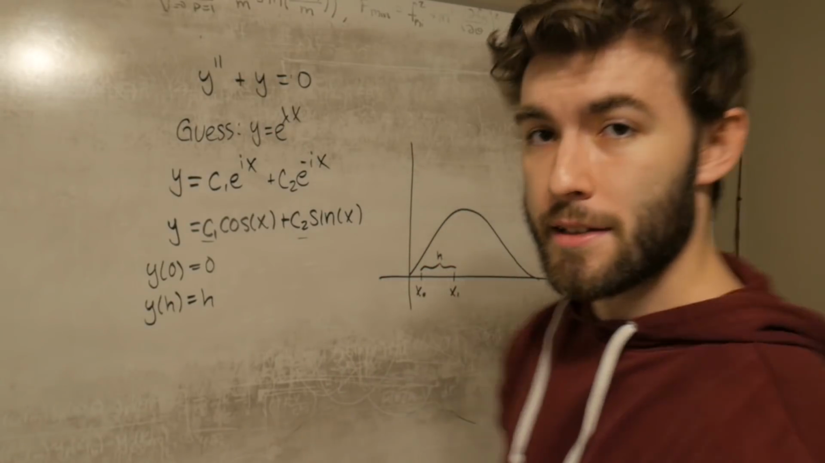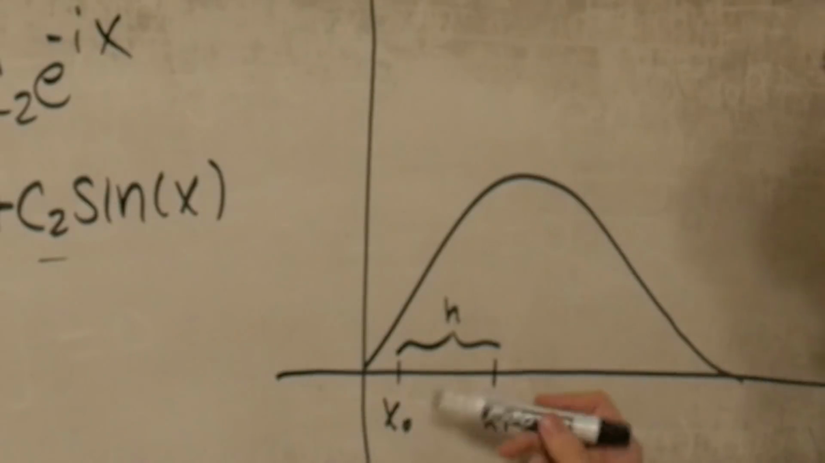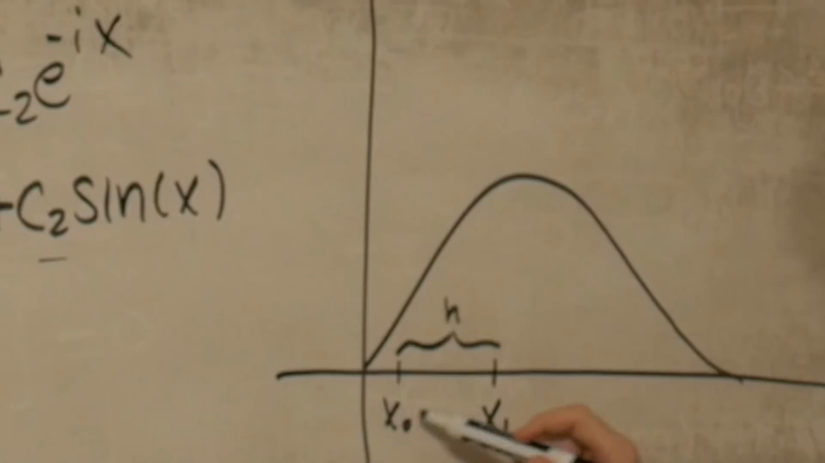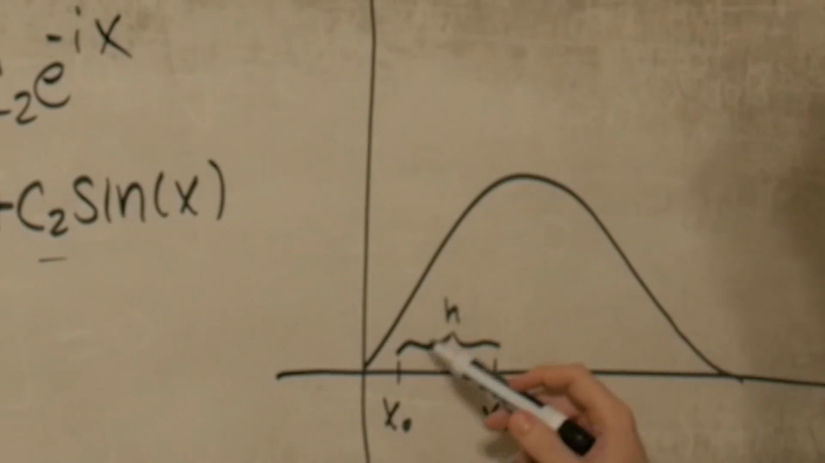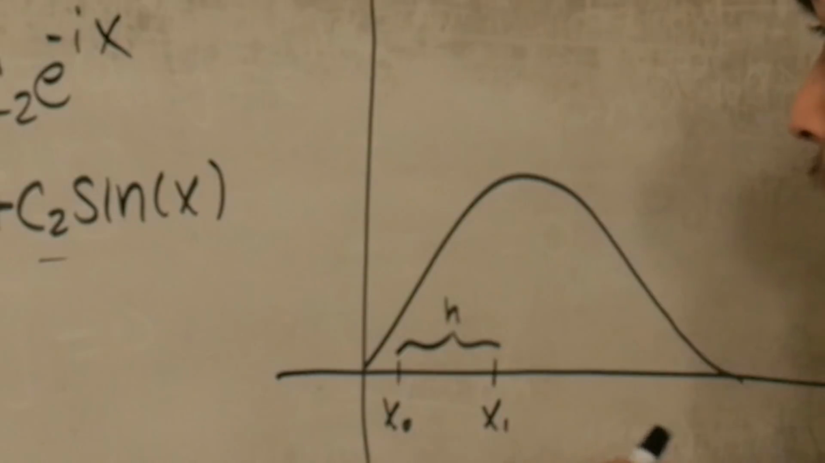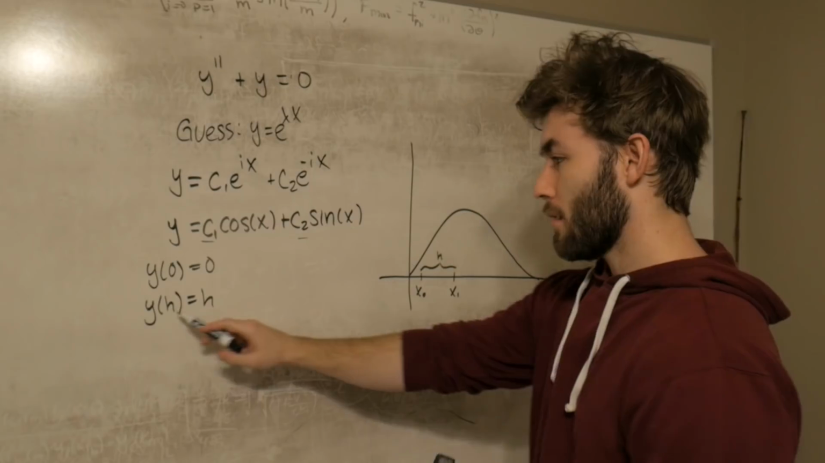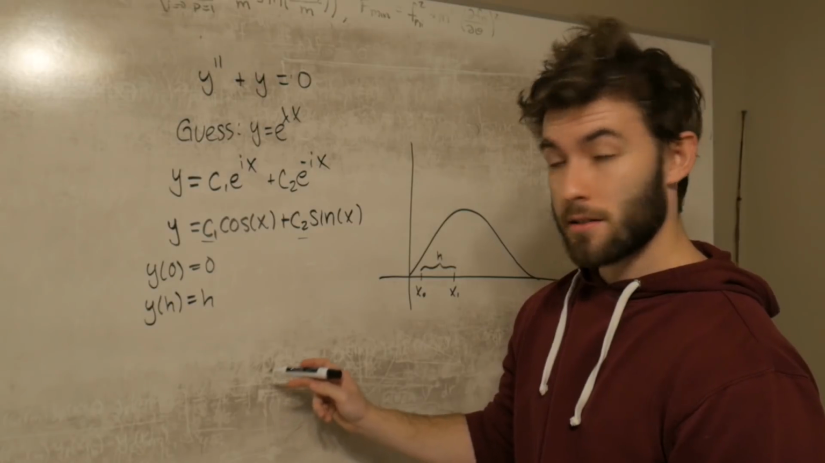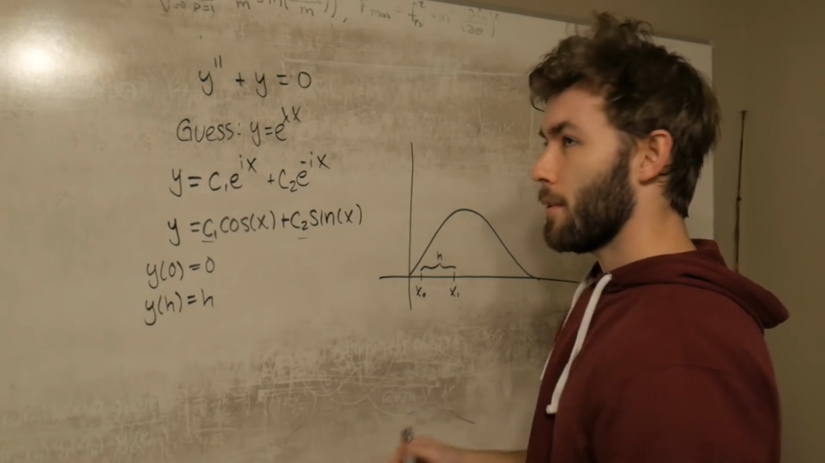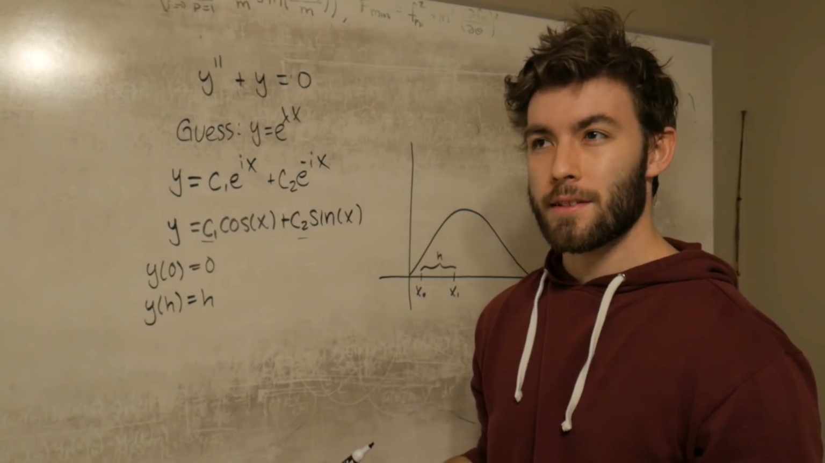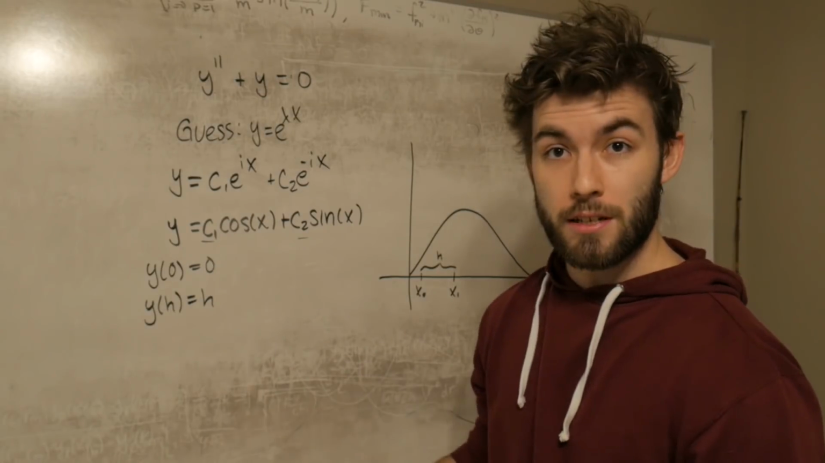And what I mean by that is if you look at this graph here, I'm drawing some point x0, some point that I'm starting with, and some point x1, and the distance between these two points is going to be h. Now I'm going to choose an h that's sufficiently small and think that this is a pretty well-behaved function because it's just cosines and sines, and I'm going to say that y at h is just h. Okay? Now I'll show you why this is a pretty good initial condition.